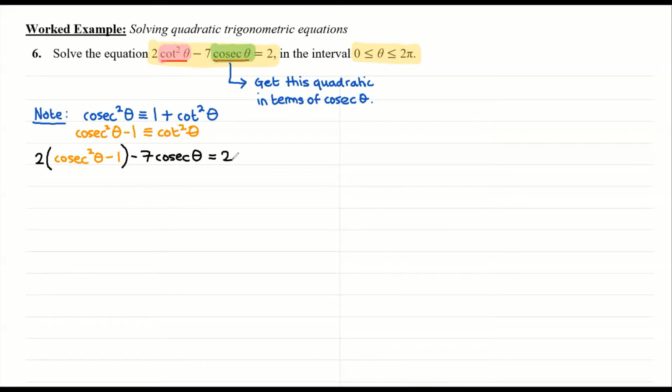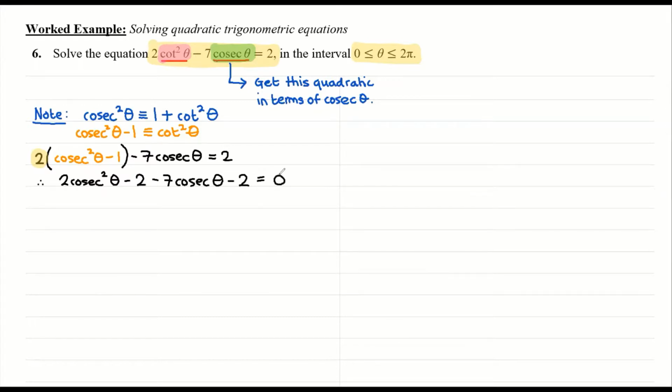Let's expand, collect like terms. Okay, so therefore we have 2 cosec squared theta, subtract 2, multiplying the entire bracket by 2. As you can see, please don't forget that. So it's 2 multiplying everything inside the bracket. And then we write the rest of it. So that's going to be subtract 7 cosec theta. And I'm going to subtract 2 from both sides of the equation. So I'm going to subtract 2, and that's going to equal 0.